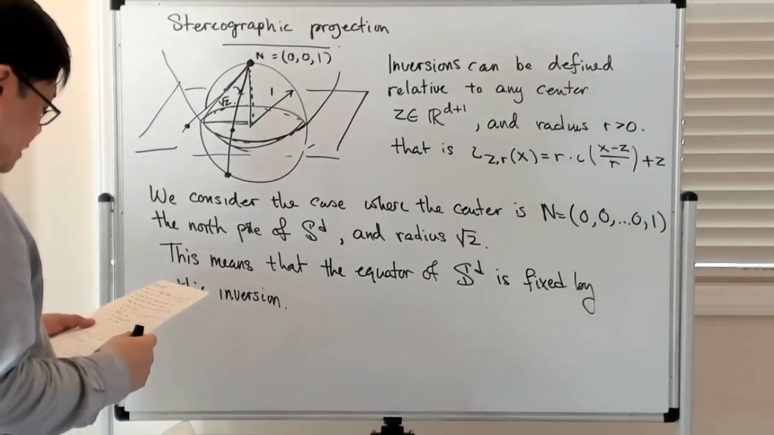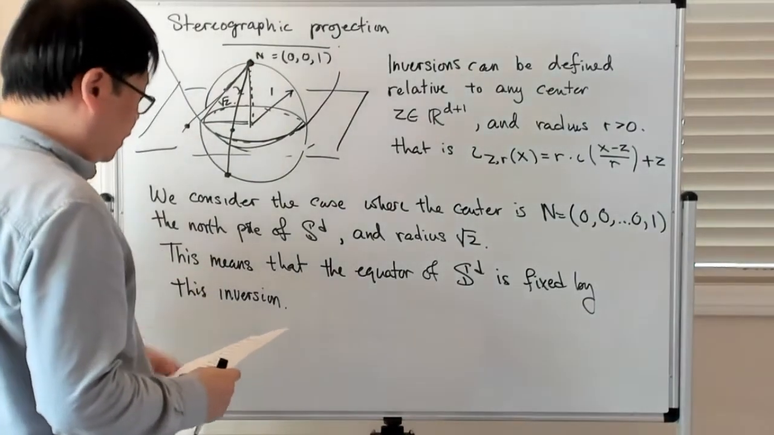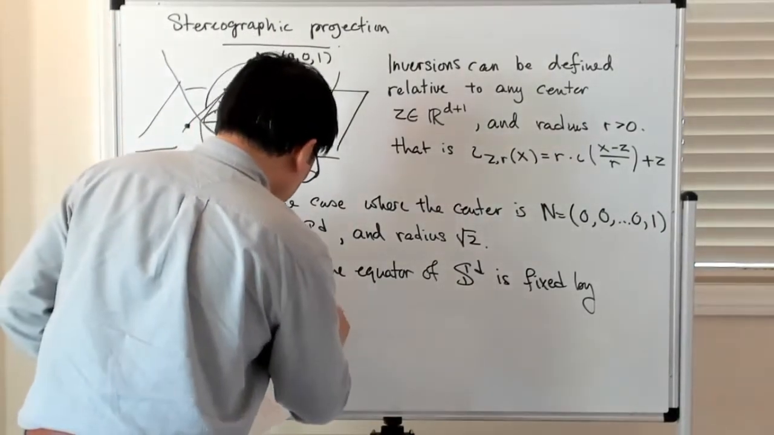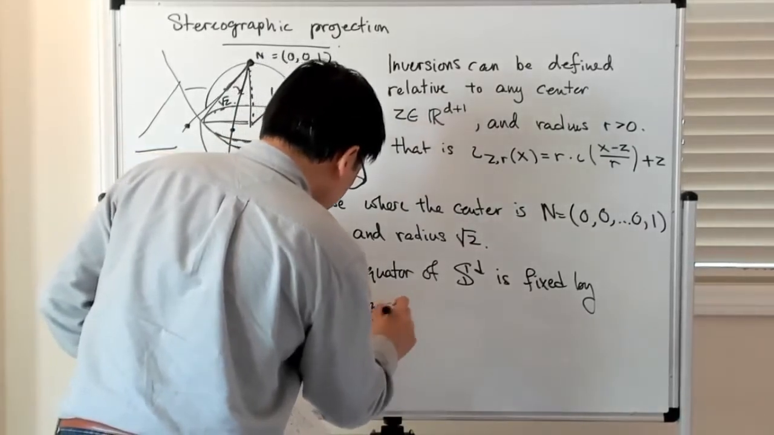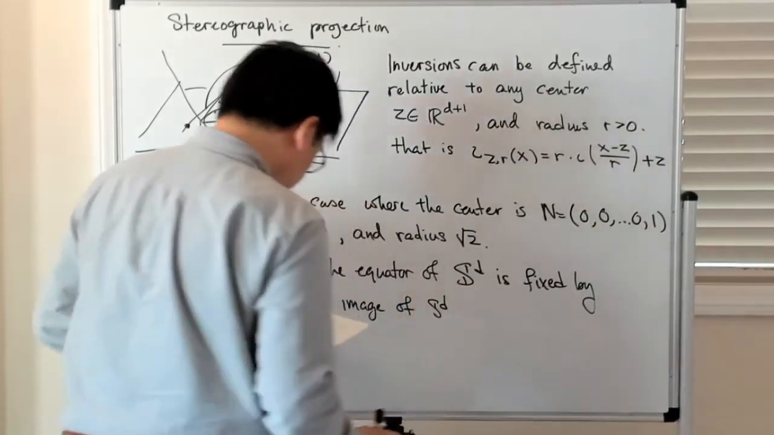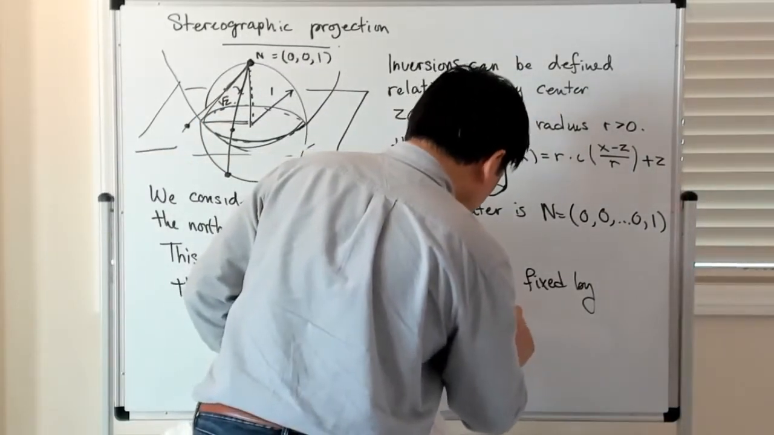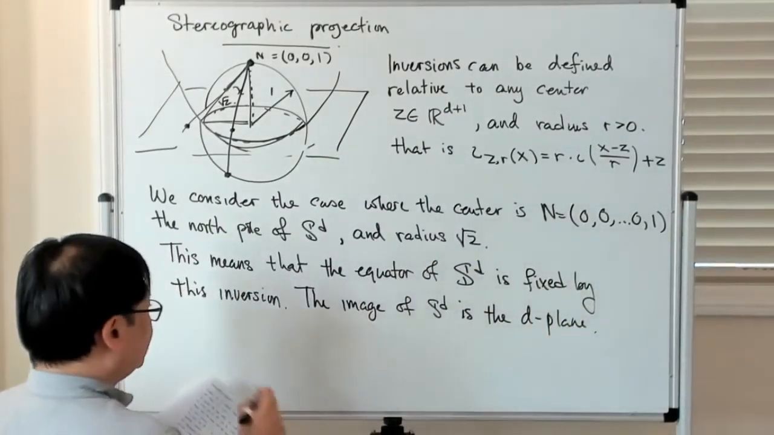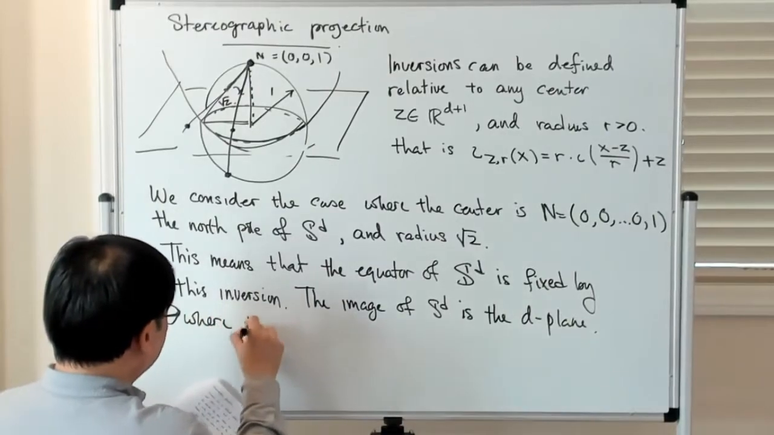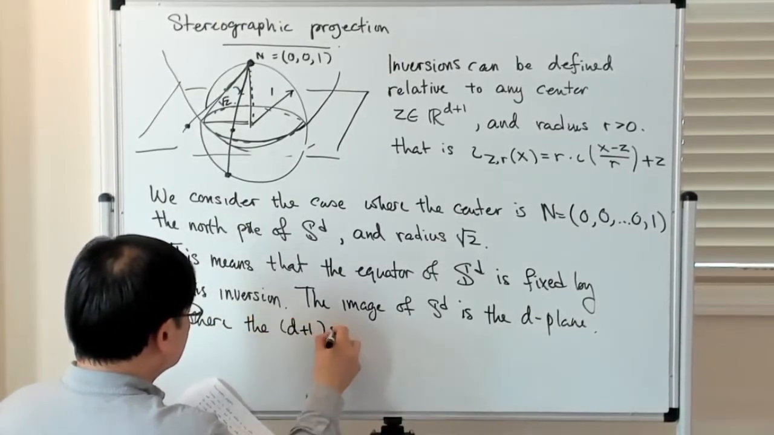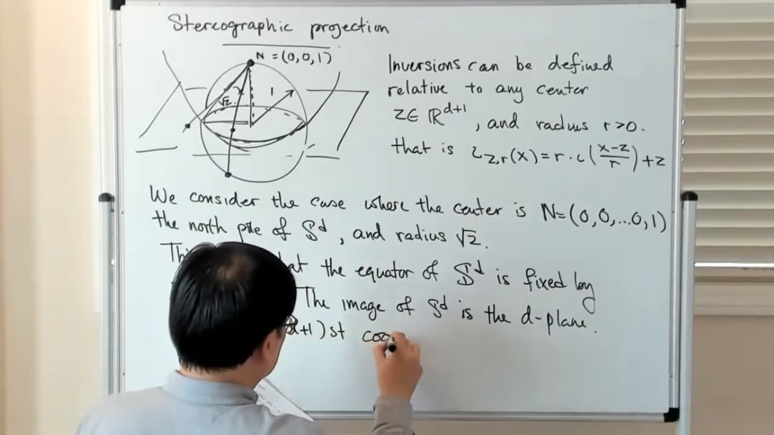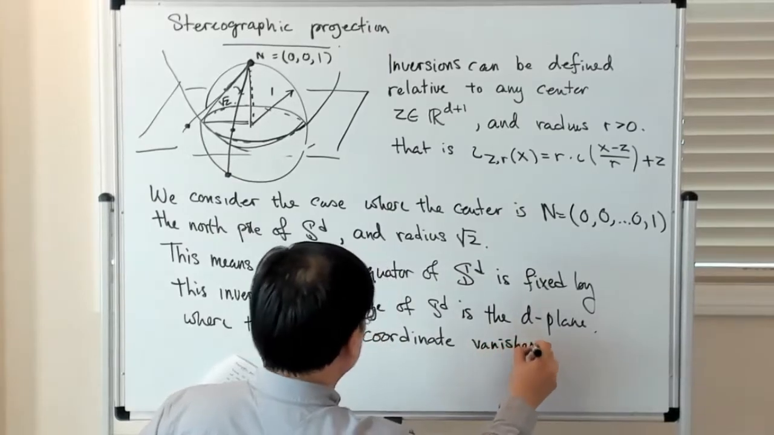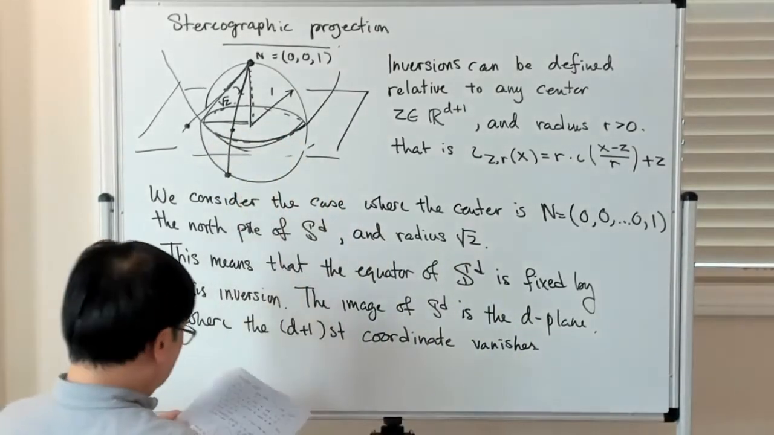Okay, all right. So again, the equator of S^D is fixed by this inversion. And then the image of S^D is the D plane, where the D plus first coordinate vanishes. So again, in this example, it's where the Z component is 0. Okay.